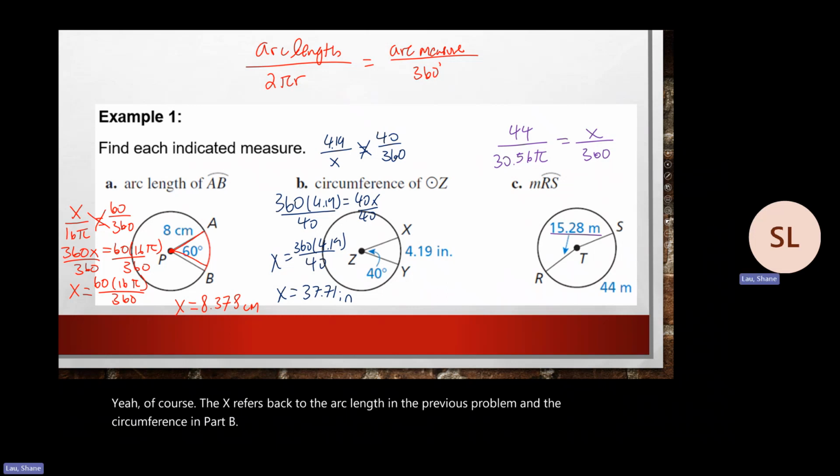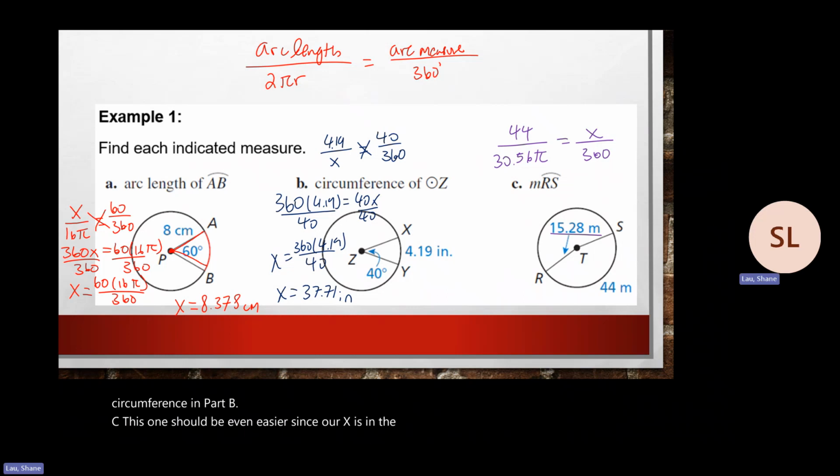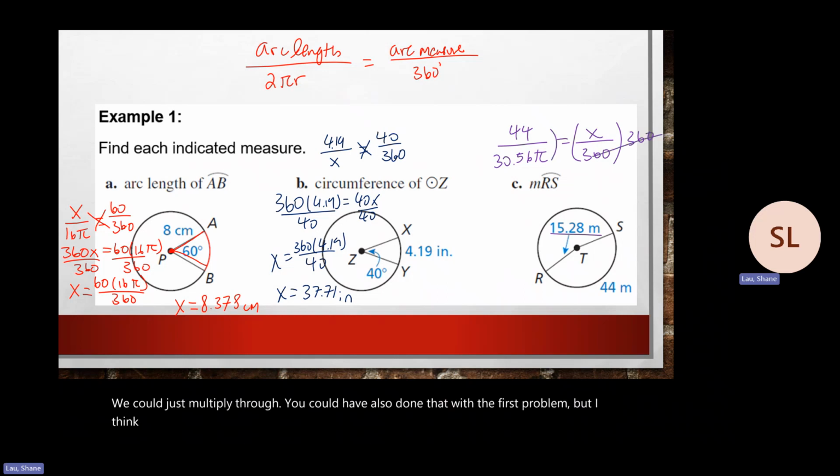This one should be even easier since our x is in the numerator. We can just multiply through. You could have also done that with the first problem, but I think showing the cross multiplication is effective.